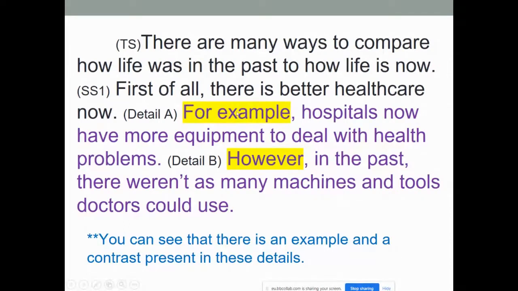So I use 1, for example, hospitals now have more equipment to deal with health problems. And for the second example, I said, however, in the past there weren't as many machines and tools doctors could use. So this is the way I describe the point healthcare with a supporting sentence and 2 details. You can see that there is an example and a contrast present in these details. I hope it is clear.